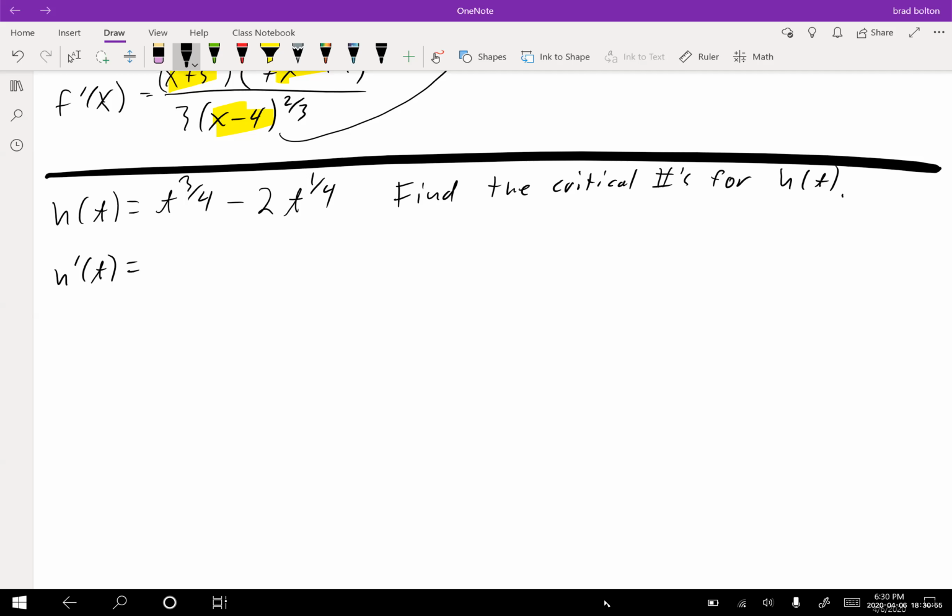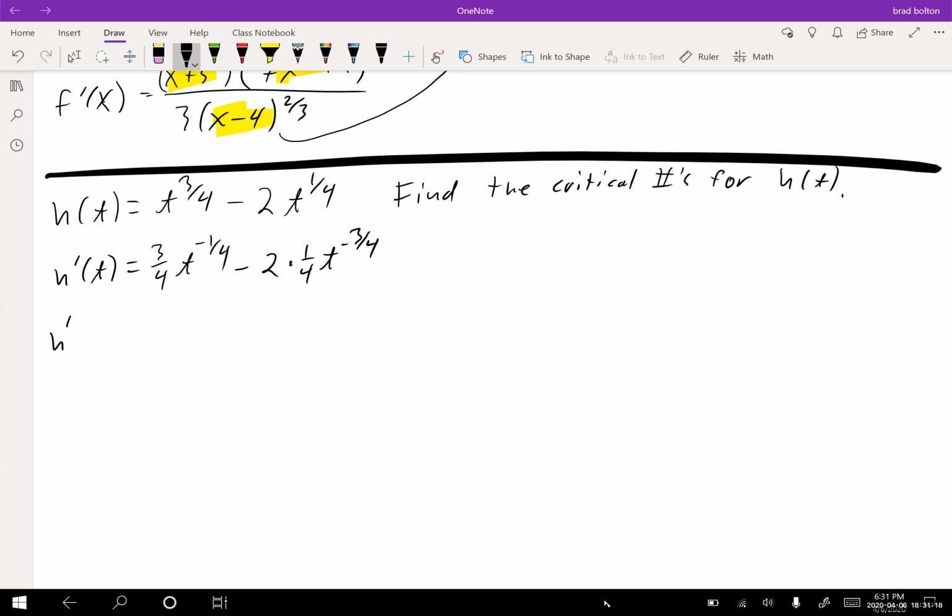And remember, to find a critical number, we have to find out when the derivative is 0 or undefined. So I'm going to find this derivative. This would be 3/4 t to the what? Negative 1/4, right? Minus 2 times 1/4 t to the negative 3/4. This is just our general power rule. No big deal. We're just kind of going through this.